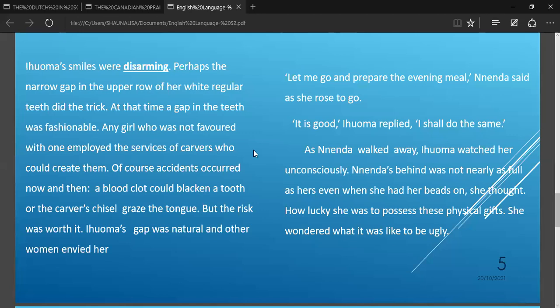Okay, teacher. Thank you. Ihuoma's smells were disarming. Perhaps the narrow gap in the upper row of her white regular teeth did the trick. At that time, a gap in the teeth was fashionable. Any girl who was not favored with one employed the services of carvers who could create them. Of course, accidents occurred now and then. A blood clot could be caused if the carver's chisel grazed the tongue, but the risk was worth it. Ihuoma's gap was natural and other women envied her, they said as she rose to go.